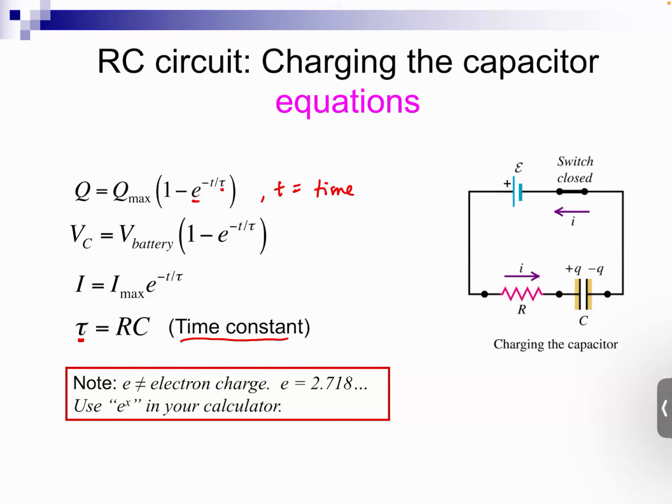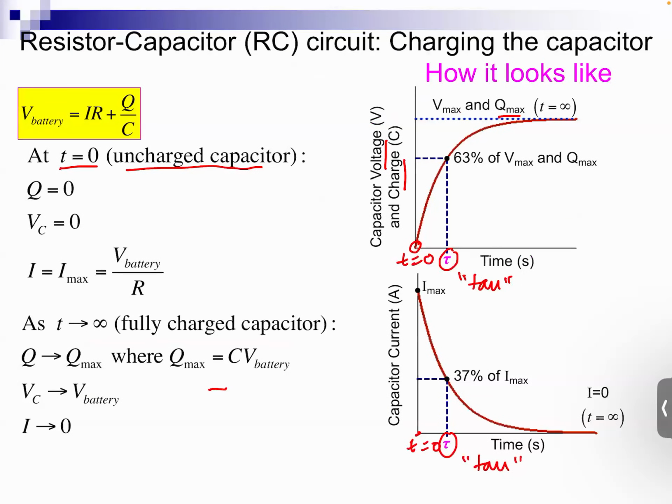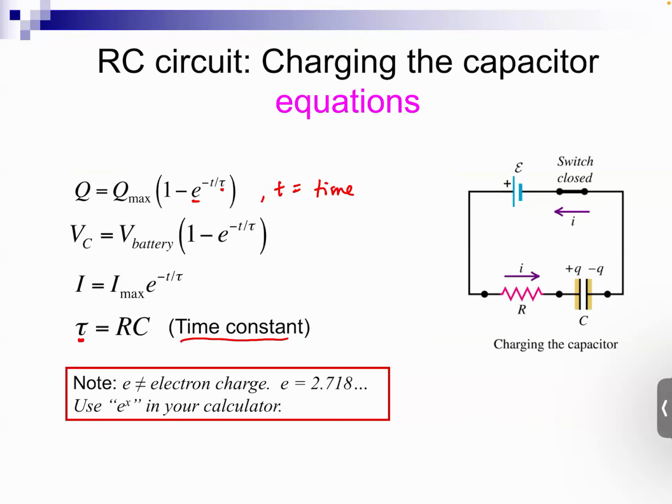They're all exponential. So the e here tells you that the change in the charge, voltage, and current are all exponential. And that's why the graph looks like this. There's an exponential increase in the voltage and the charge, and an exponential decrease in the current during the charging process.